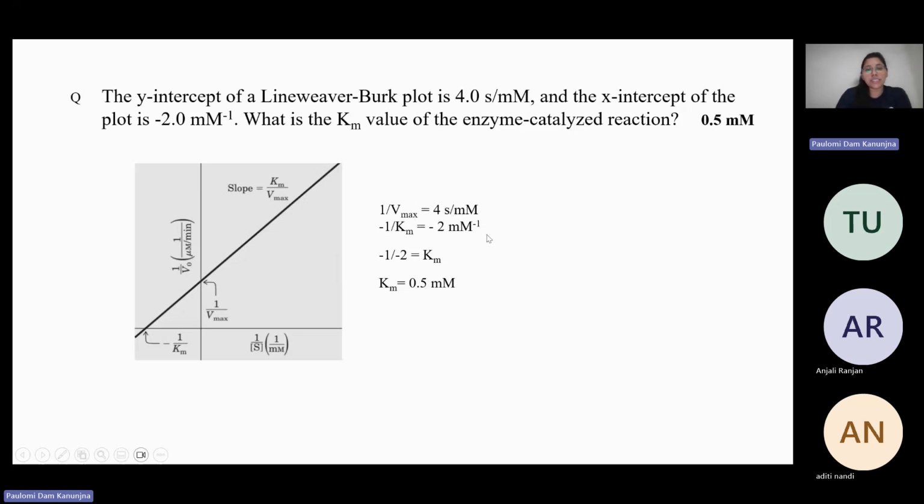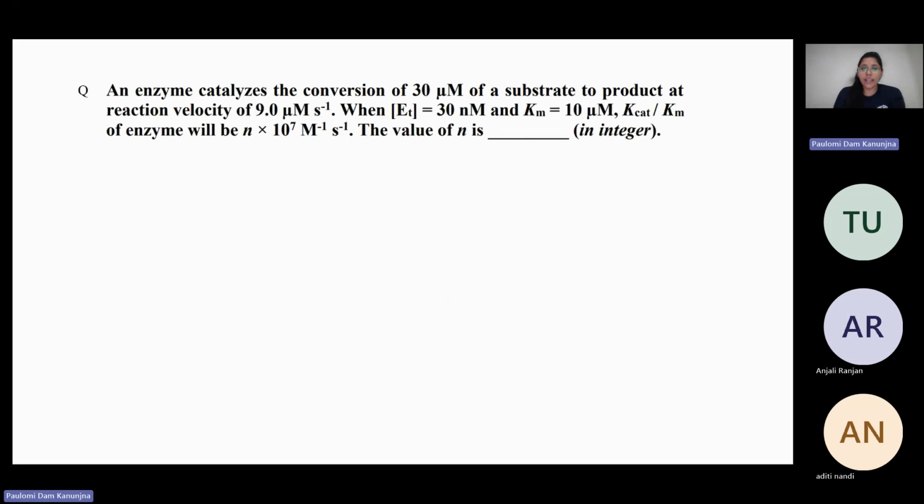So you can simply take this equation, minus 1 by Km is equal to -2, and then calculate for Km, which is basically minus 1 by -2, which is 0.5. Okay, so let's go ahead.